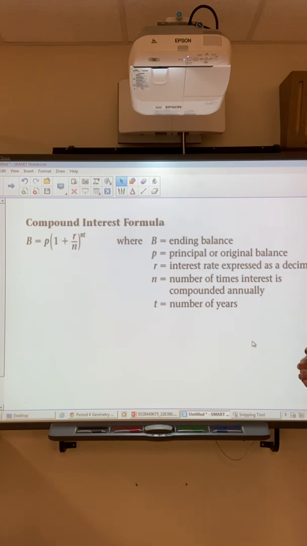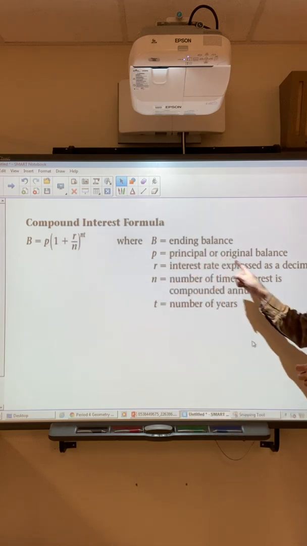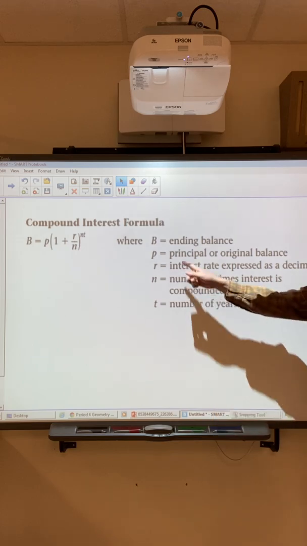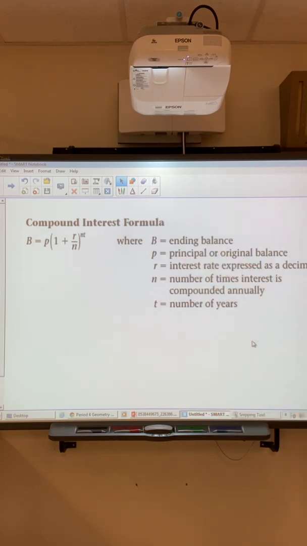So for this formula, B equals P times (1 plus R over N) raised to the NT power. This is what everything stands for. B is your ending balance. That's how much you're going to end up with. It doesn't just give you the interest, it gives you the ending balance. P is the same as the principal or your original balance. That's how much money you put in.